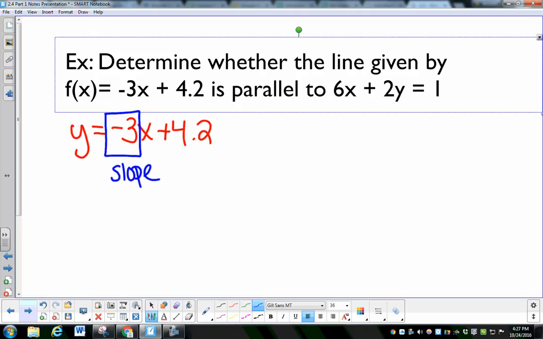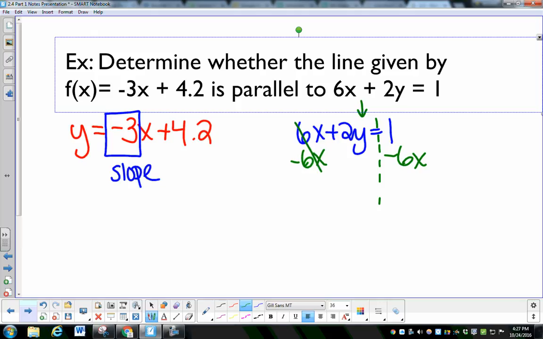So let's write down that other line, 6x plus 2y equals 1. To see if this is parallel, we need to know the slope. So we need this in slope-intercept form. So I need to get this y all by itself. The first thing I need to do is undo any addition and subtraction. So I'm going to subtract 6x from each side. And I'm left with 2y equals negative 6x plus 1, because that was a positive 1 up there.